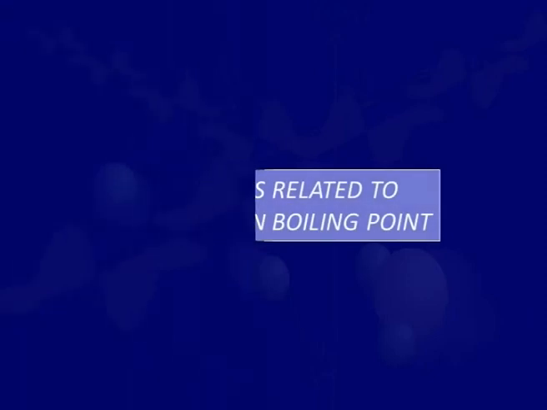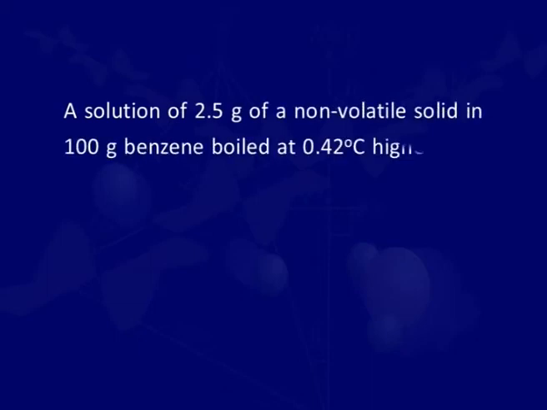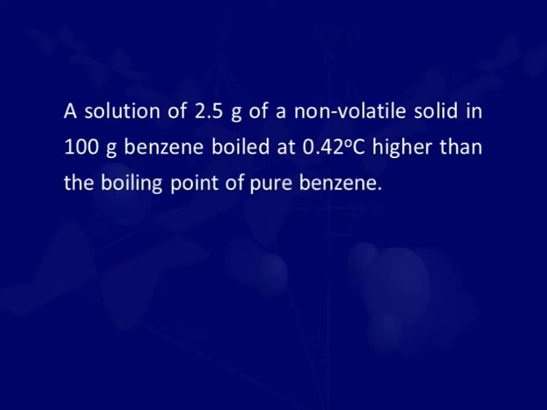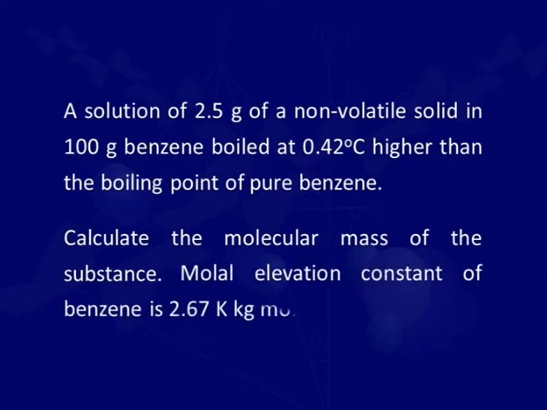The first one is a solution of 2.5 grams of a non-volatile solute in 100 grams benzene boiled at 0.42 degrees Celsius higher than the boiling point of pure benzene. Calculate the molecular mass of the substance. Molar elevation constant of benzene is given equal to 2.67 Kelvin kg per mole.